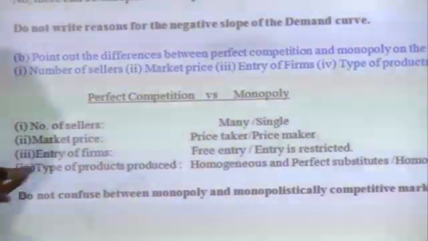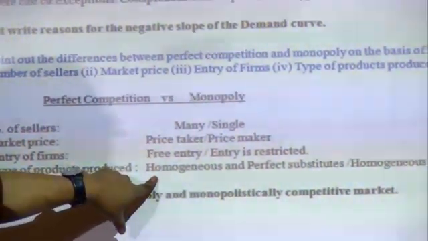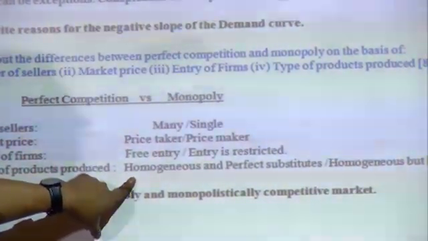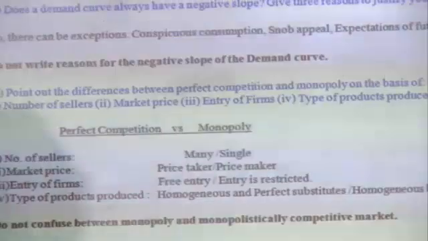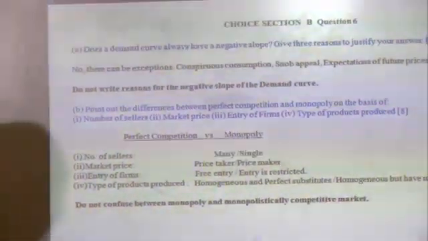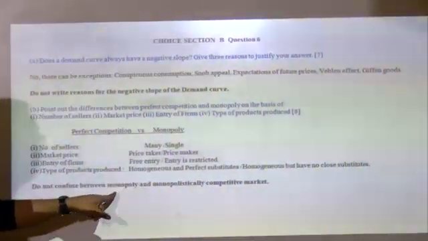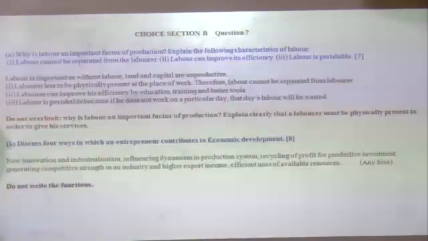Fourth part, type of products produced. The type of products produced: homogeneous, and they are perfect substitutes. Here it is homogeneous, but they have no close substitutes, for example, electricity and inverter. Do not confuse between monopoly, again monopoly, and monopolistic competitive market. There is a confusion otherwise.